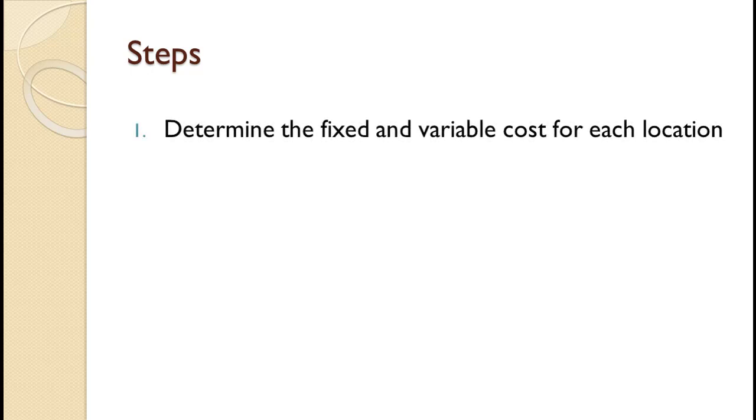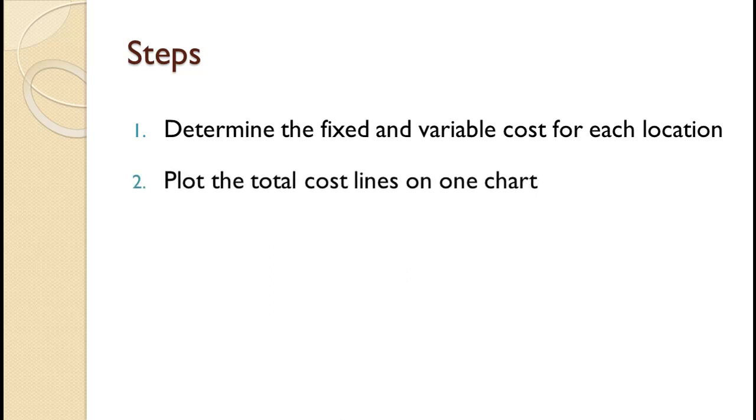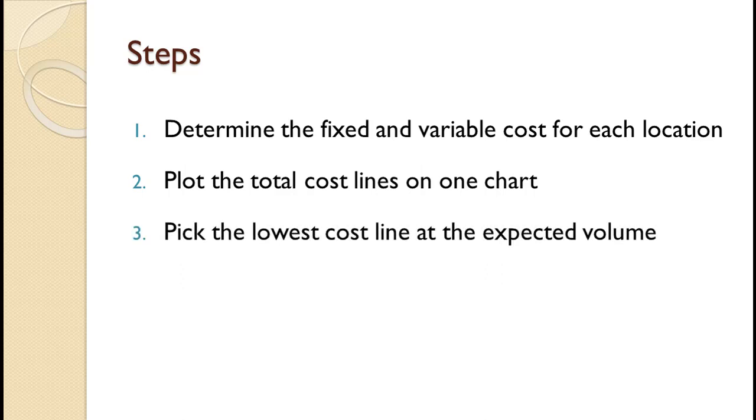1. Determine the fixed and variable costs for each location to be considered. 2. Plot the resulting total cost lines for each location on one common chart. Each will plot out as a straight line. 3. Estimate the expected volume and use the chart to pick the lowest cost alternative at the expected volume.